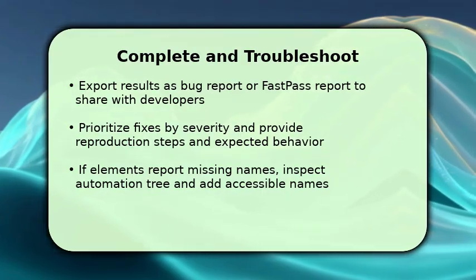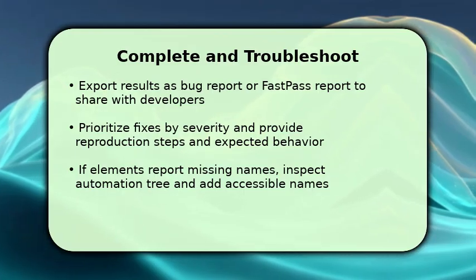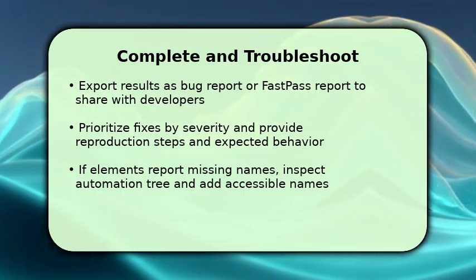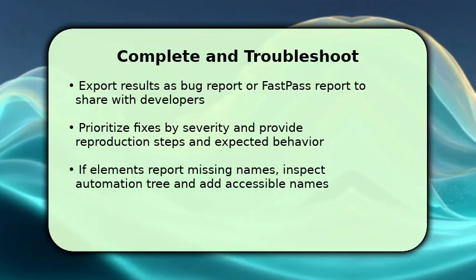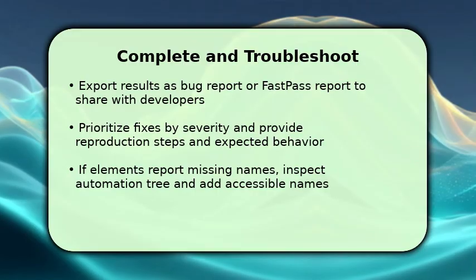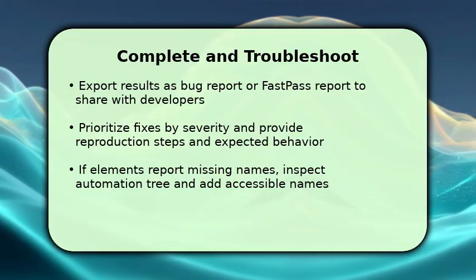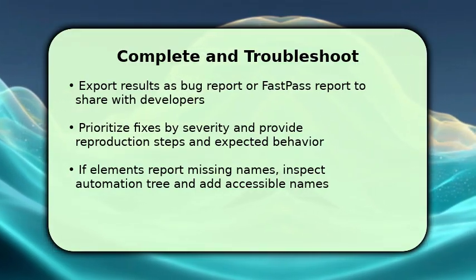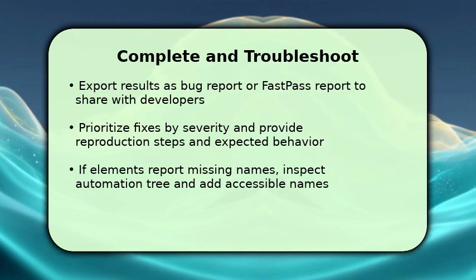If something goes wrong, for example elements report missing names or unexpected roles, reopen Live Inspect, examine the automation tree, and identify where accessible names or control types are missing. Then provide guidance to add names/property attributes or set correct control types in code.